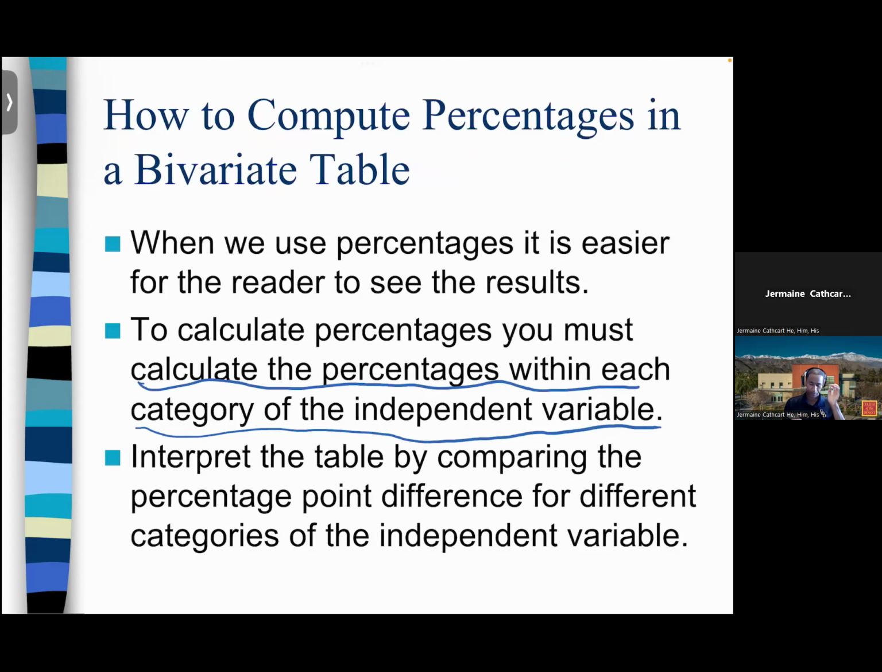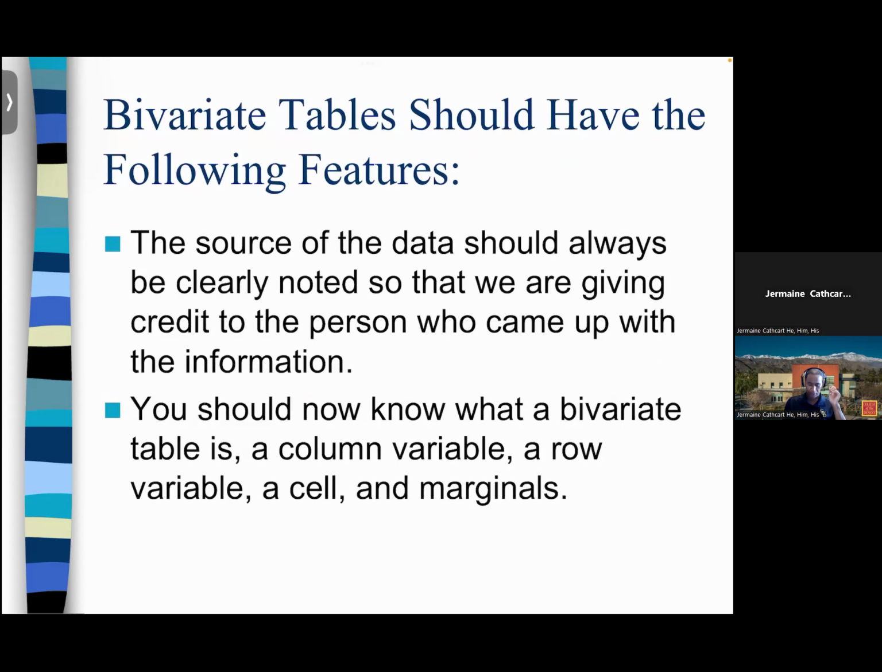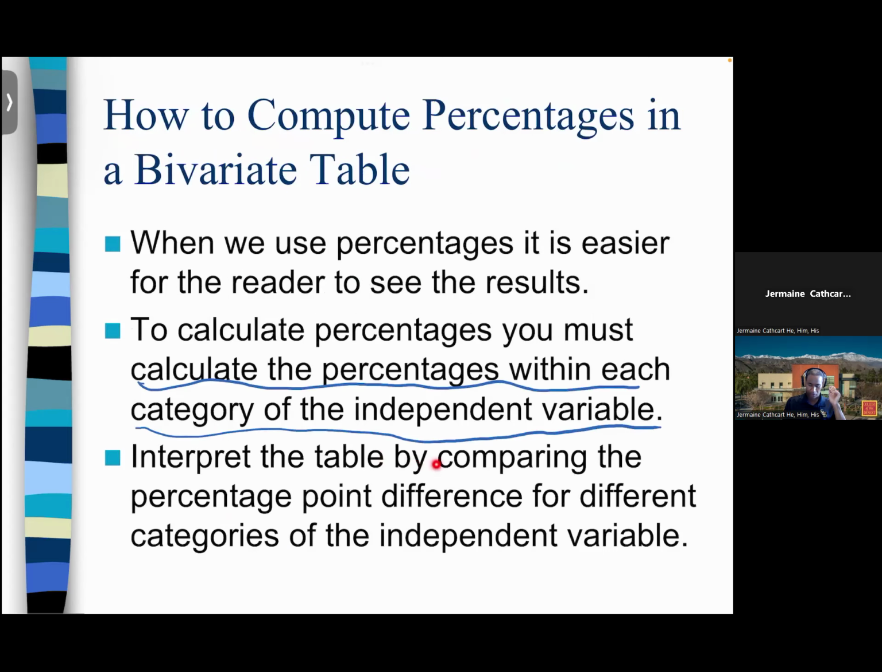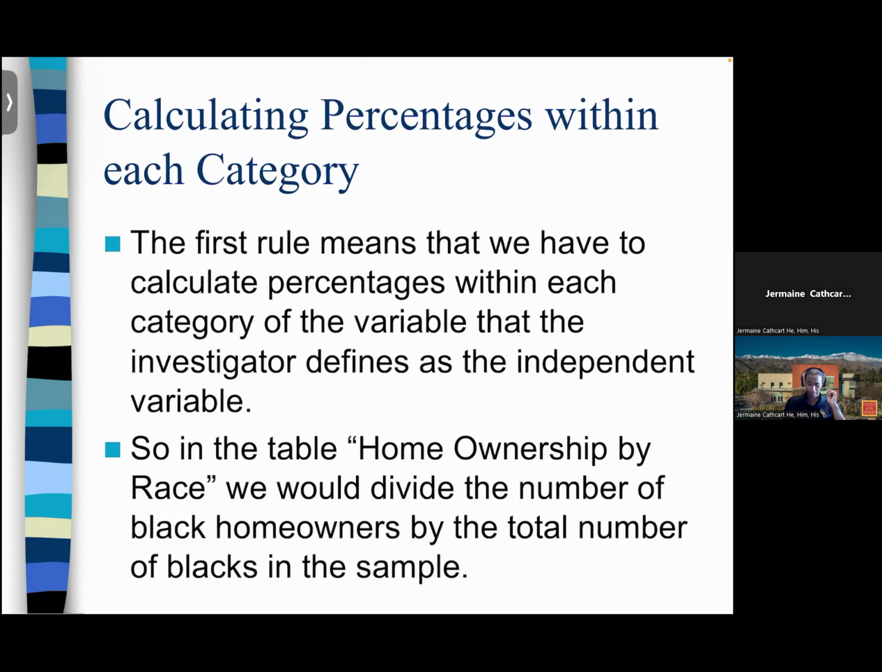Okay, all right, so we interpret the table by comparing the percentage point difference for different categories of the independent variable. Compare the percentages. So the first, this is a repeat. So the first rule means that we have to calculate percentages within the category of the independent variable. And then we compare those percentages.